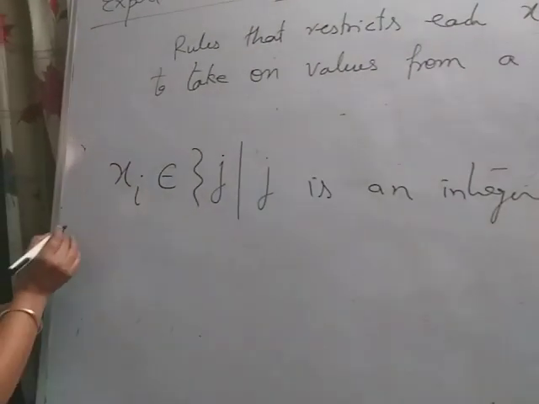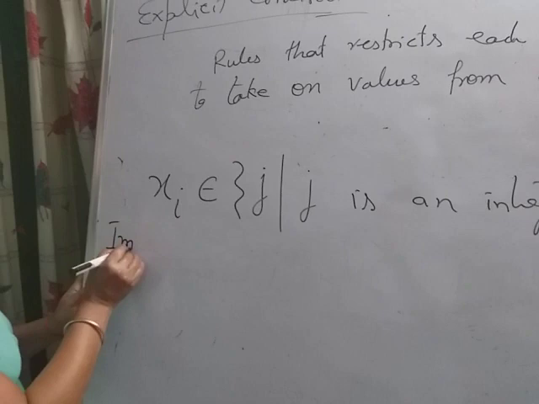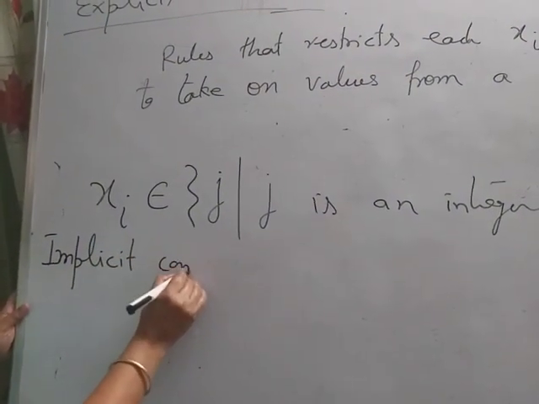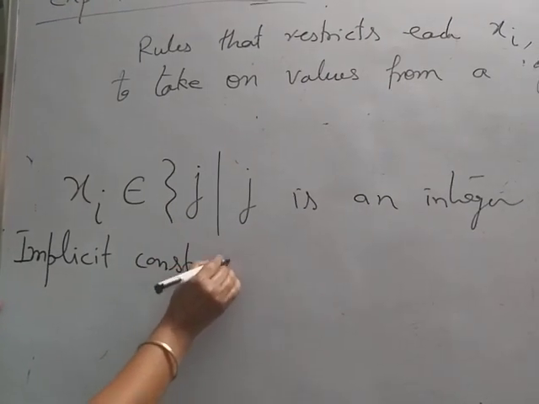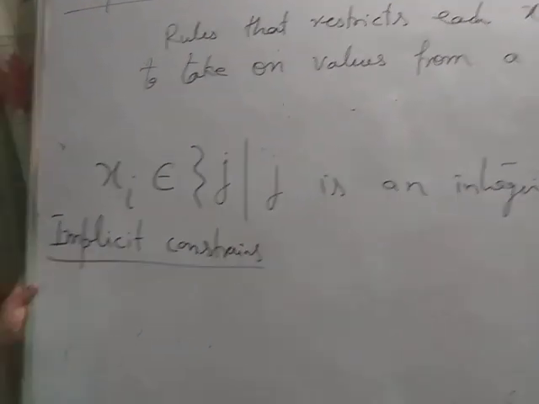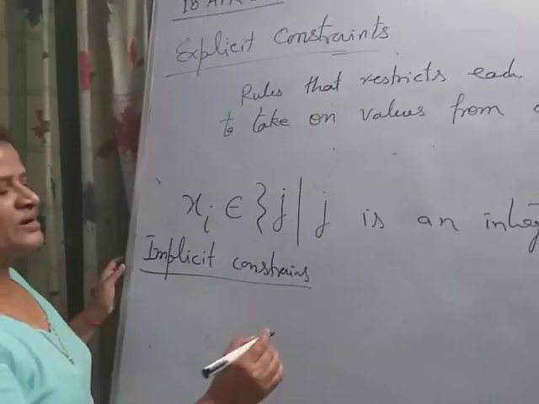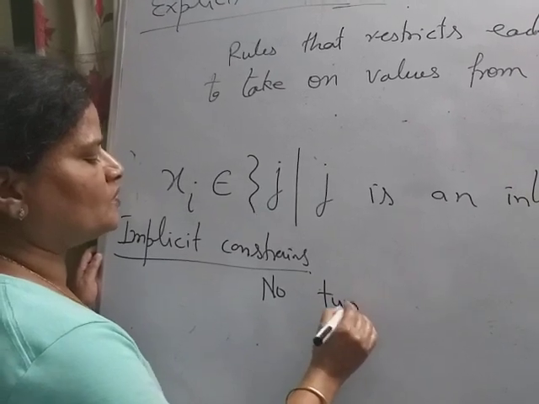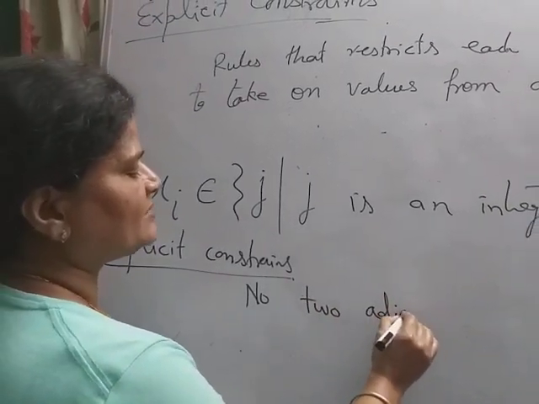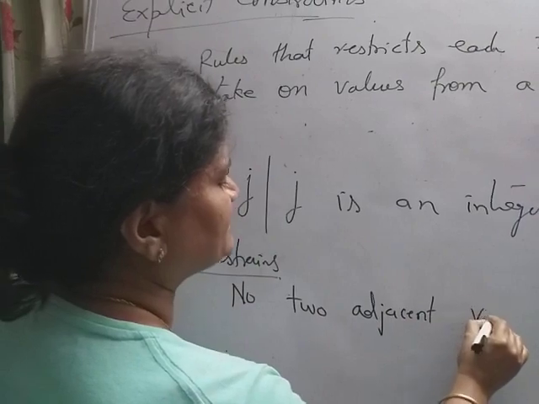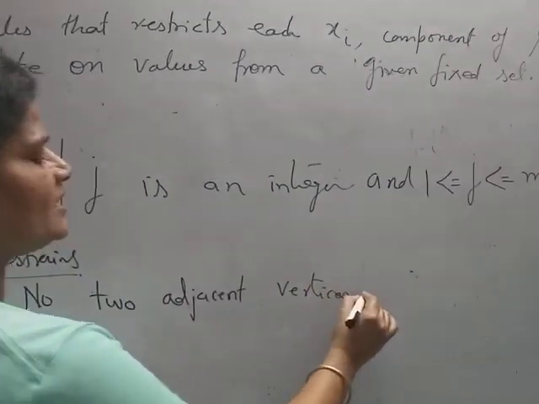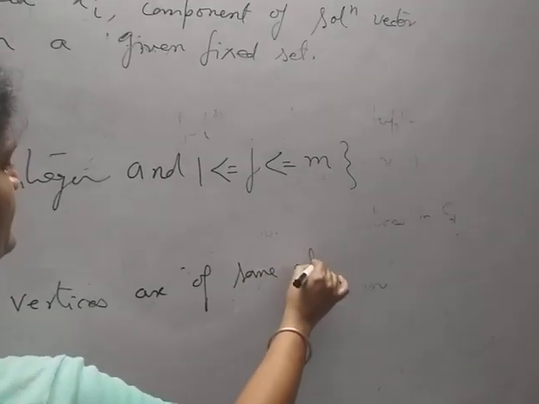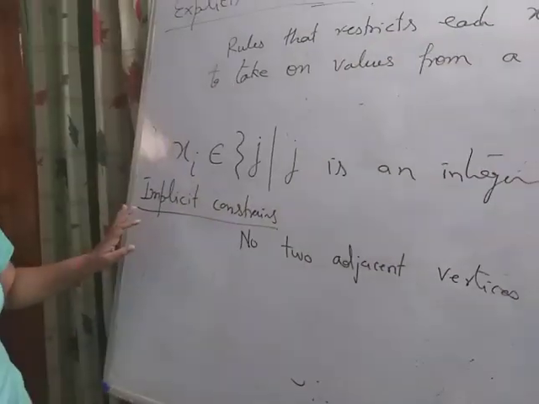Now the next is implicit constraints. What are the implicit constraints for this problem? Implicit constraint, simply: no two adjacent vertices are of the same color. This is the implicit constraint.